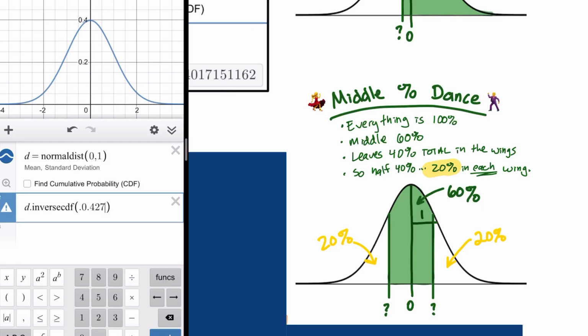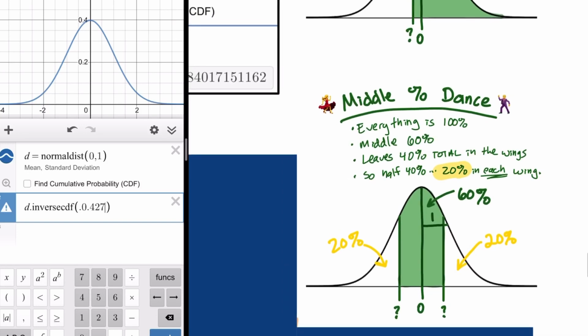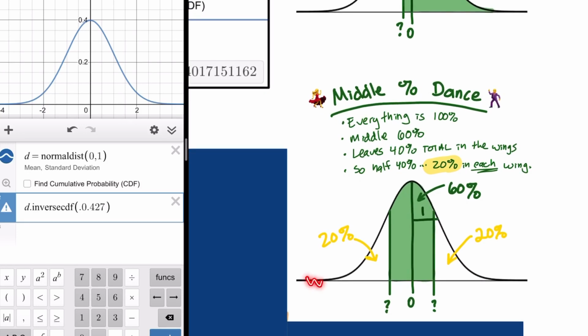So I think to myself that everything is 100%, and I'm looking for the middle 60%. It's very important that we're talking about the middle. If it was just some interval of 60, this does not work. It has to be the middle 60%. So if this is the middle 60%, that leaves 40% in the wings.